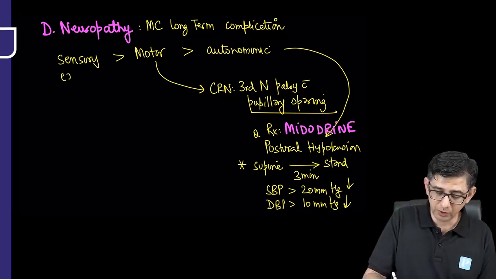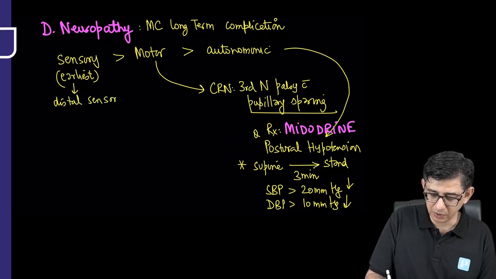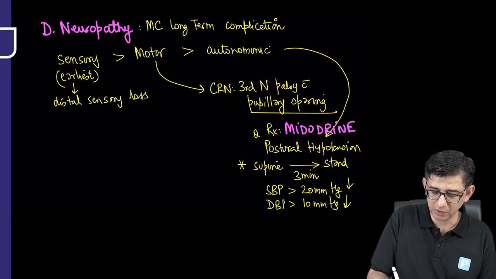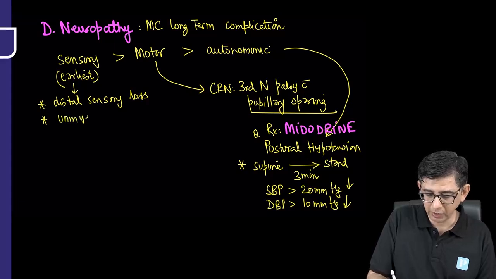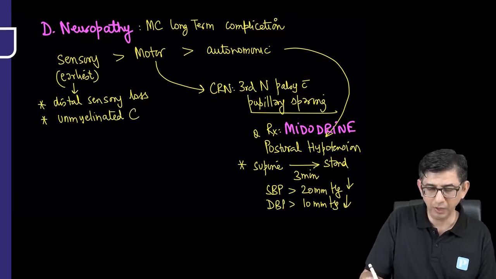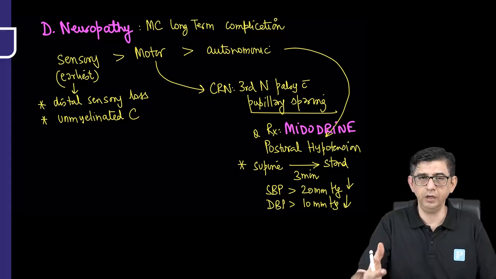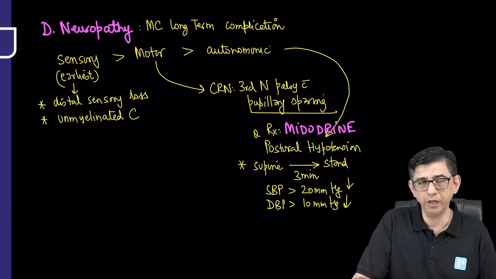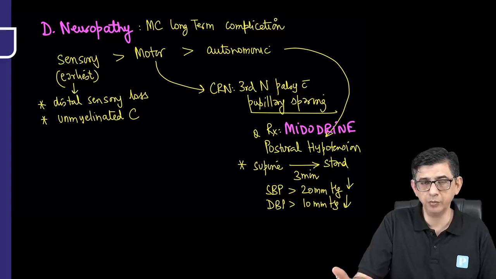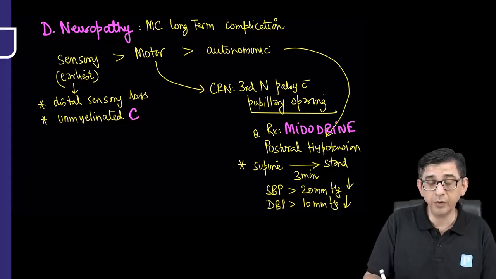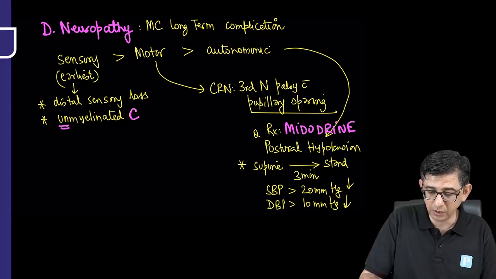The earliest to be involved is obviously the sensory component, and he will ask you what is usually going to happen. So it's going to be answered by you as distal sensory loss. Apart from distal sensory loss component, he can ask you regarding which nerves are involved here. So in diabetes, we do not have damage to the large and thick fibers, like in physiology, you read about A beta, A gamma, or A delta fibers. So here it is mainly the unmyelinated C fibers which are getting involved.